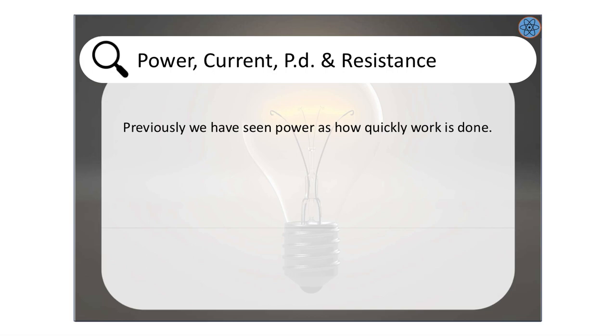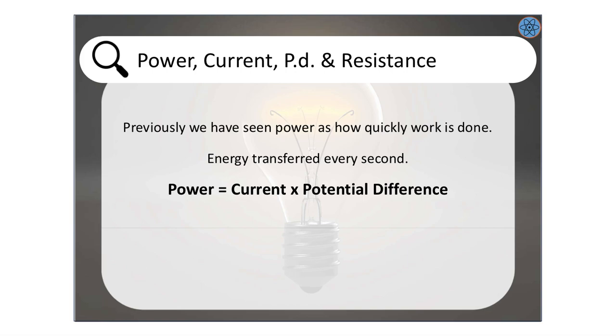So with the word power, we've previously seen that power is how quickly work gets done. Or we could say power is energy transferred every second. For today though, and electrical power, we have a new equation where power equals current multiplied by potential difference. And if you wanted to learn the shorthand symbols, power is P, current is I, and potential difference is V. And as ever, the units are really important.